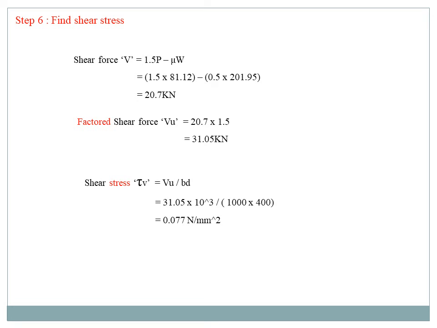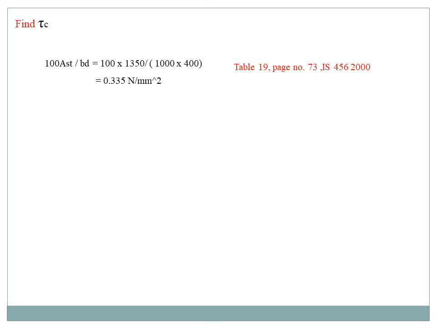So Vu is equal to 31.05 into 10 power 3, divided by B equal to 1000, D equal to 400 mm. So tau V is 0.077 Newton per mm square. Then find tau C. So this is one constant formula, 100 AST by BD, from Table 19, page number 73 of the code book IS 456-2000. So 100 AST, where AST we found in the previous step is 1350. Then B is equal to 1000 mm, then D is equal to 400 mm. So our value is 0.335 Newton per mm square.